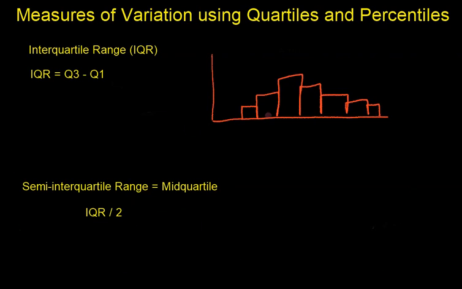So let's see. What is the third quartile? That's the mark for which 75% of the data is behind, right? So this would be the third quartile. And what is the first quartile? The first quartile would be somewhere where 25% of the data is behind it. So 25% is less than the first quartile, and 75% is less than the third quartile.